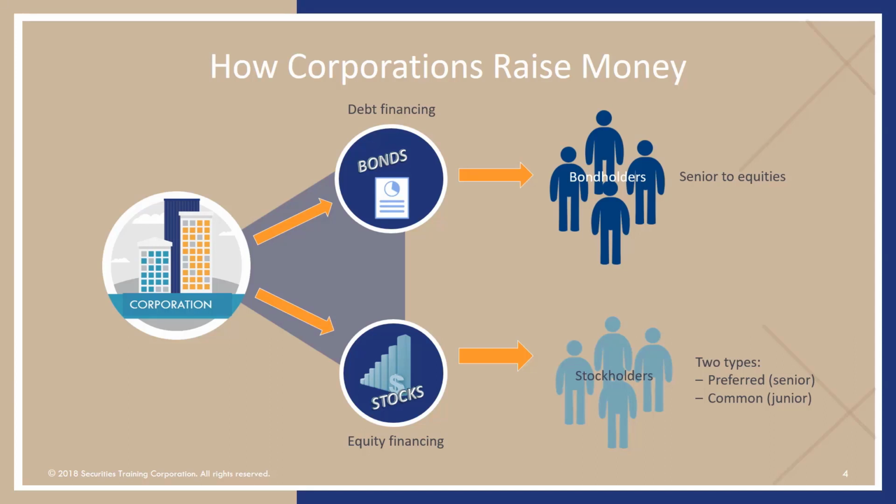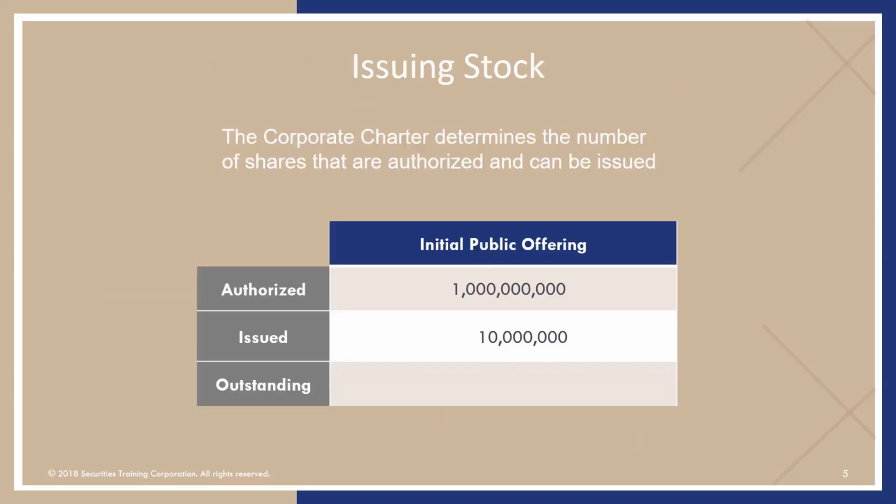So again, bonds are going to be the subject of chapters 4 and 5. Today's discussion is going to focus on equity financing, common stock and preferred stock, which is chapter 3. Now let's get involved in some of the terminology around common stock. So the next few slides are going to focus on common stock.